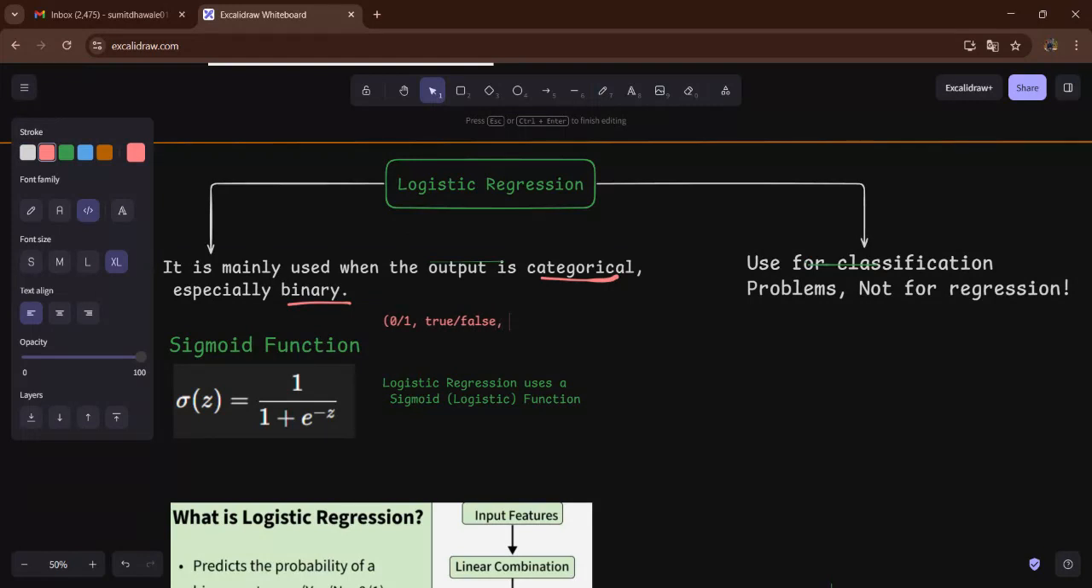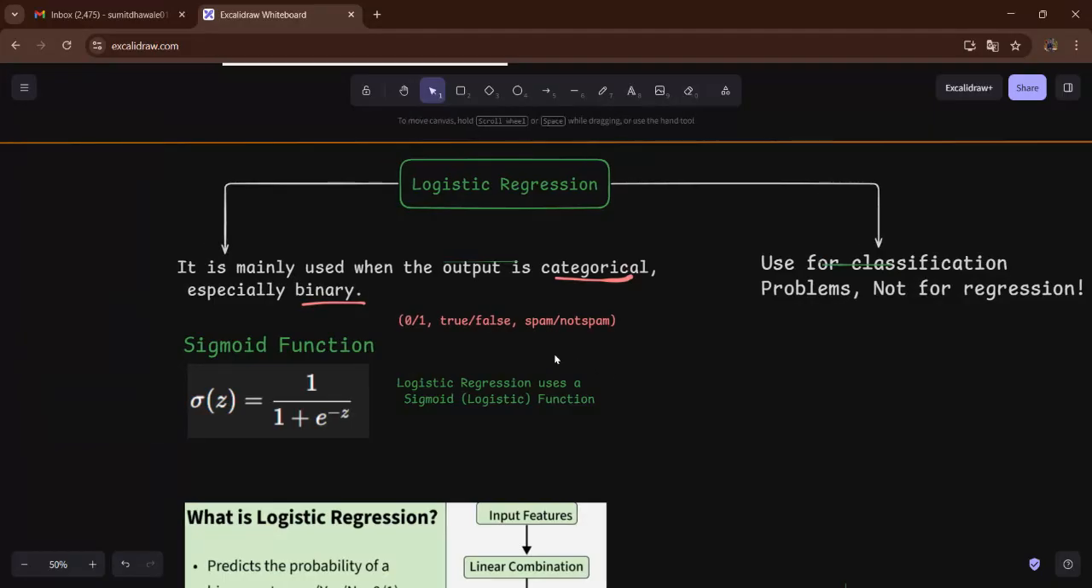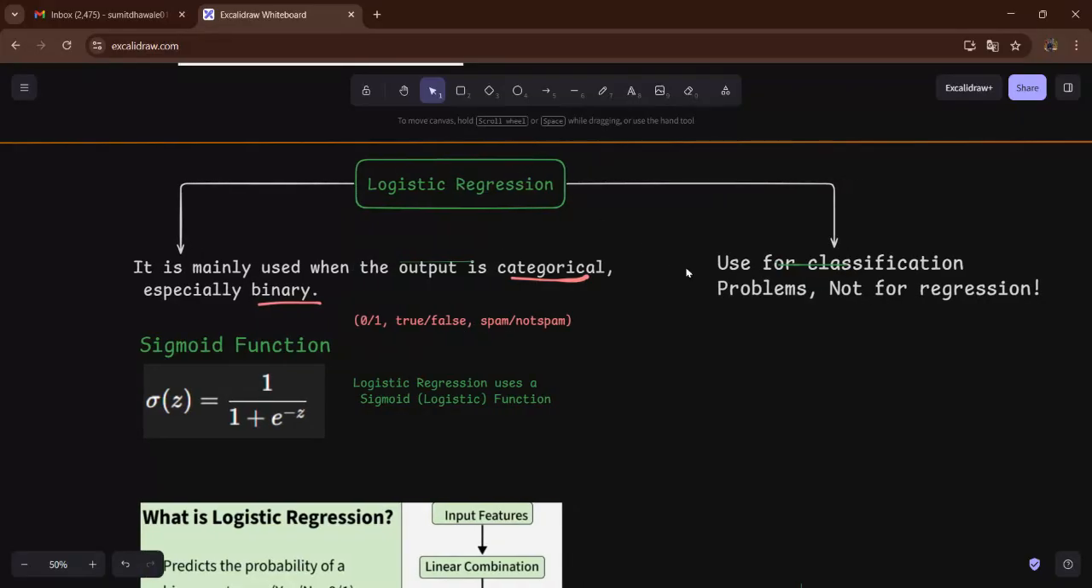Spam, not spam. So likewise, these are some examples. When the output is in the binary format, then logistic regression is mainly used. And logistic regression is mainly used for classification problems only, not for regression.